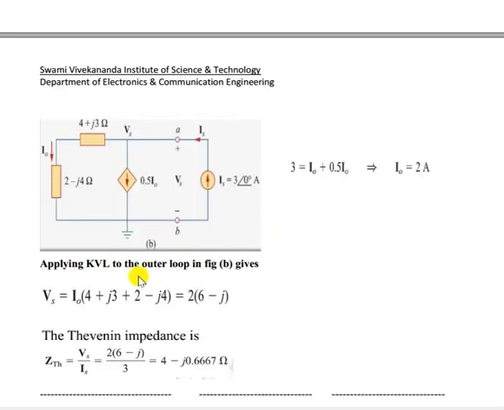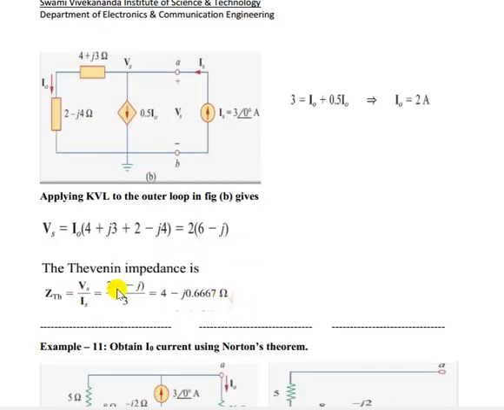Now we can apply KVL to the outer loop. That means the voltage drop Vs you have to find out. Vs by Is will be your ZTH. So Vs equals what? I0 into total impedance, that is 4 plus J3 plus (minus J4). And you know the value of I0, so you get Vs. As you know Vs and Is equal to 3 at angle 0, we can find out the value of ZTH.